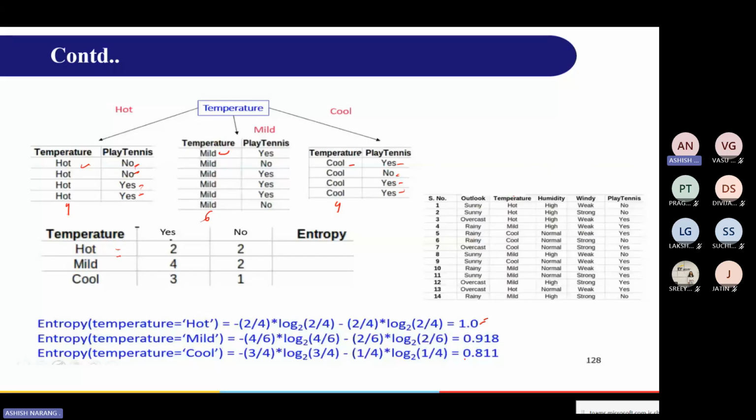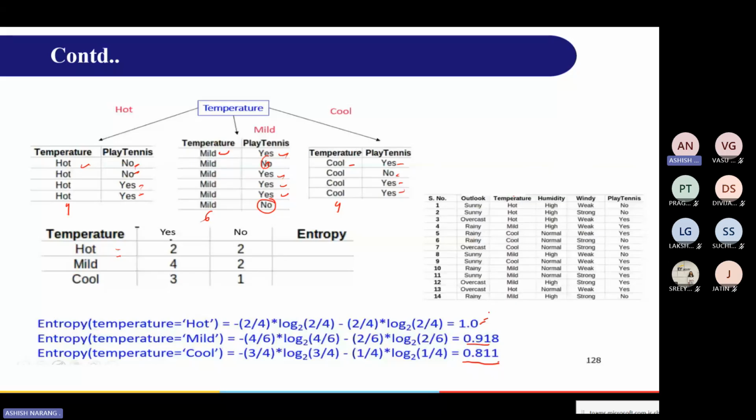So you look at this, this is 0.811 when it is cool. But when it is mild, 1, 2, 3, 4, yes. And if you look at no, 2, right? So you'll expand that 4 by 6 log of 4 by 6, 2 by 6 log of 2 by 6. This is what you are getting.